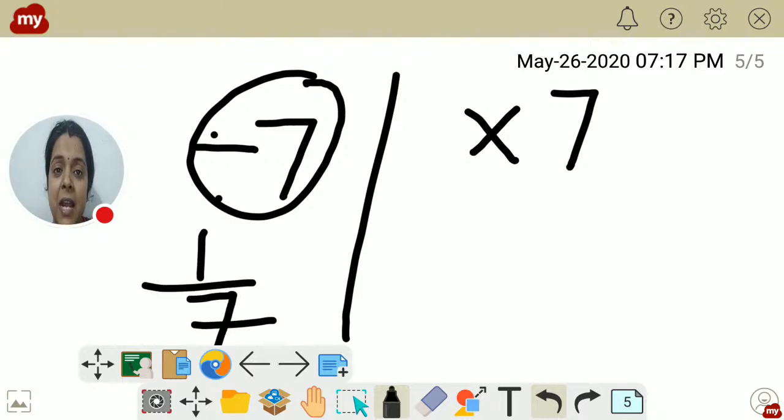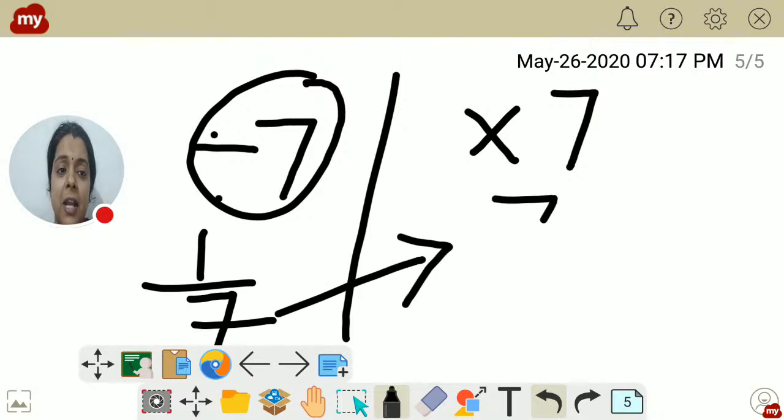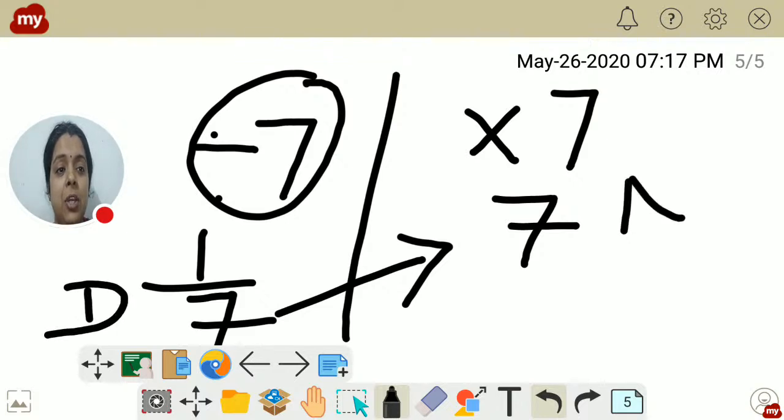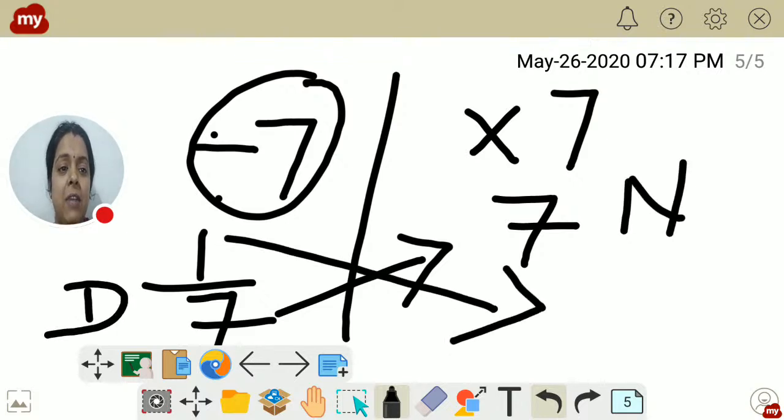So if 7 is there on the division side, when I take it here, it will go up. It means the denominator will become the numerator and the numerator will become the denominator, right?